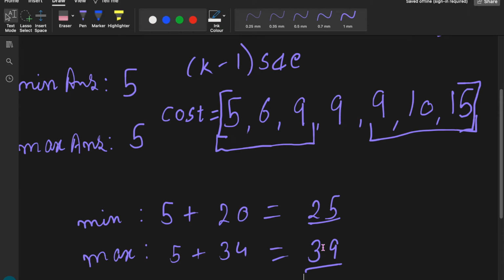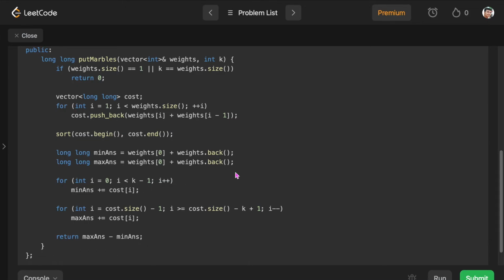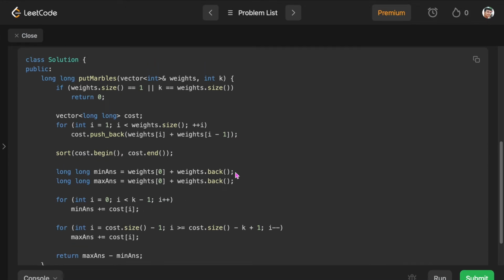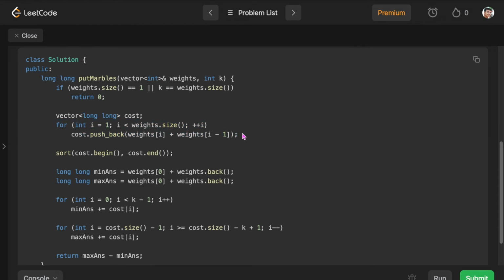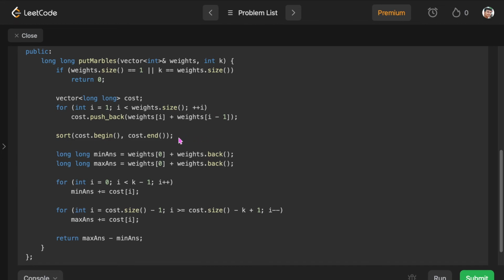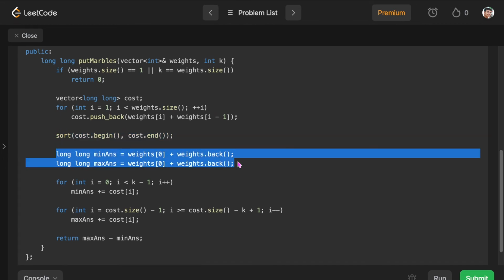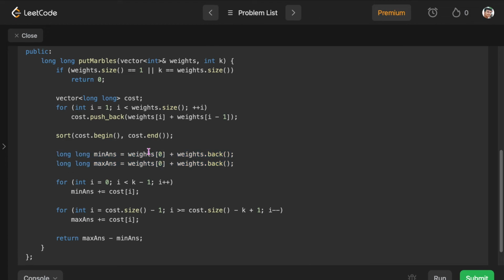Now let's look at the code. So this is the code. This is the base case which we saw. If weight size is 1, we return 0, or if k is equal to weight.size, we return 0. Then we create a cost array. We push the sum of all adjacent elements in our cost array. Then we sort our cost array. We create two variables, minimum and maximum answer. Add the first and last elements to it.